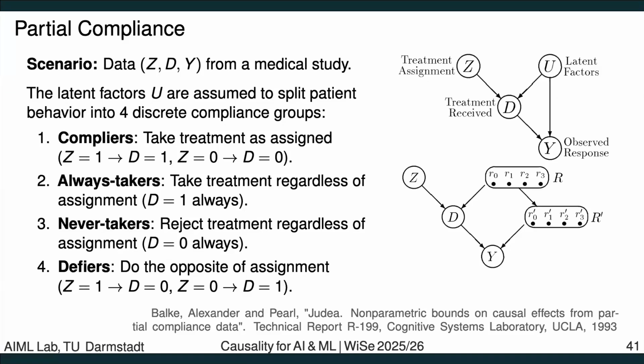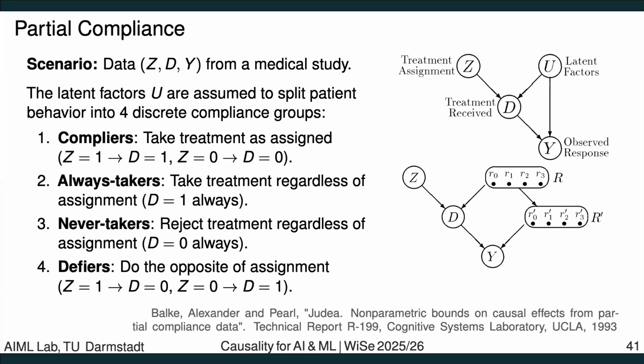And now I already hinted at this a bit. We might be a bit overwhelmed what to do with these latent factors, because we don't know them, we can't measure them, and we need to make some assumptions. And the simplest assumption we can make is that these variables are binary. So we say, okay, treatment assigned, yes or no, treatment received, yes or no, and observed response in terms of, okay, did it help or not, also a binary variable.